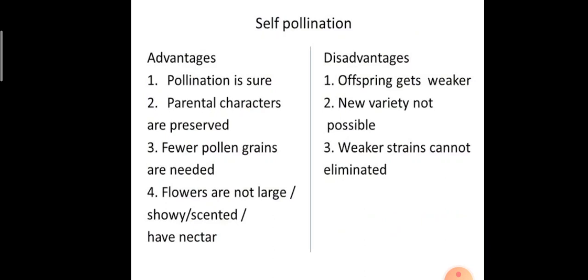Next, the disadvantages of self pollination: offsprings get weaker, meaning the seeds which we are getting are not so strong, they are weaker. New variety is not possible, no new variety can be seen in the seeds. Weaker strains cannot be eliminated.